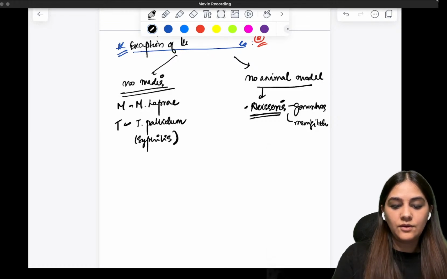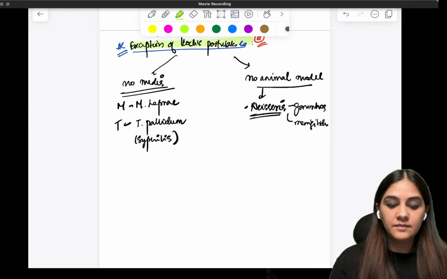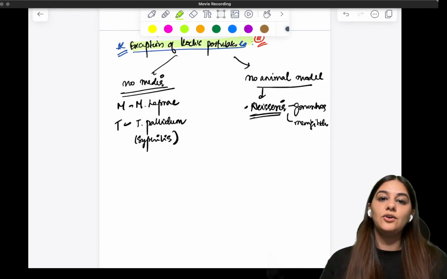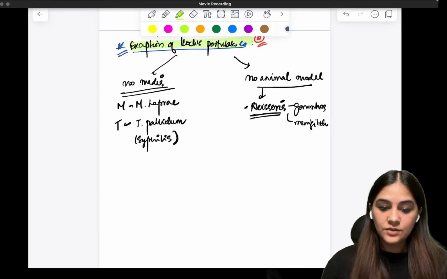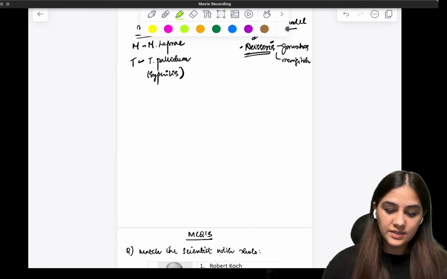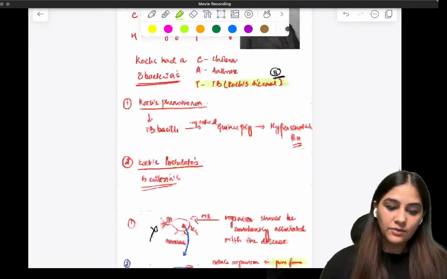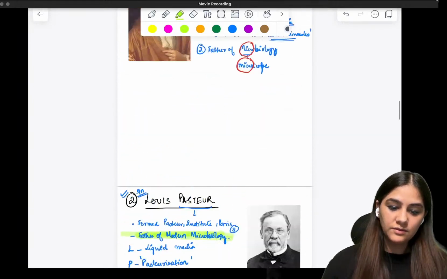The exceptions of Koch's postulates, very, very important. Please don't forget this. It can come as an MCQ in your entrance examination as well. Okay, so that is all about the scientists. Just one quick revision we can do here, right?